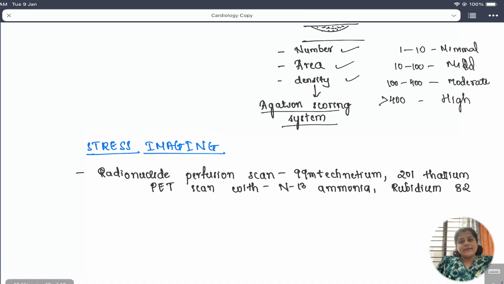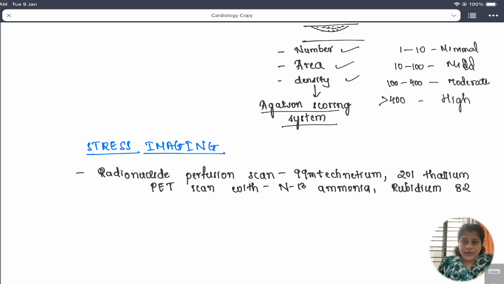Apart from that, stress imaging. So you will infuse some radionuclide elements into the body and ask the patient to exercise. You will see if there is any impairment in the perfusion during exercise in the coronary vessels, or in the ventricles, or in the heart muscles.